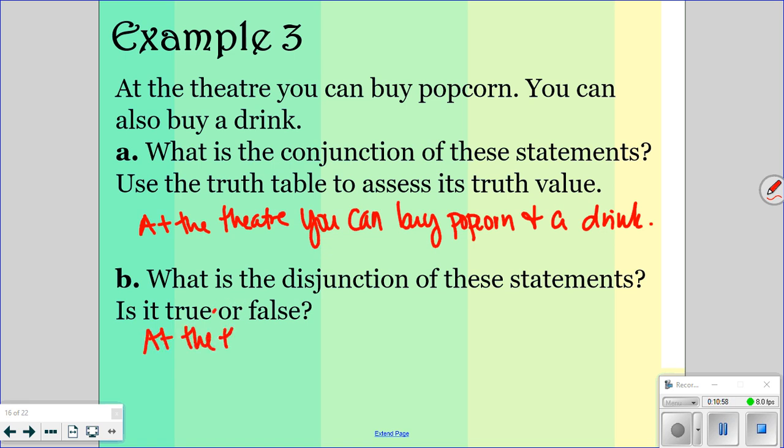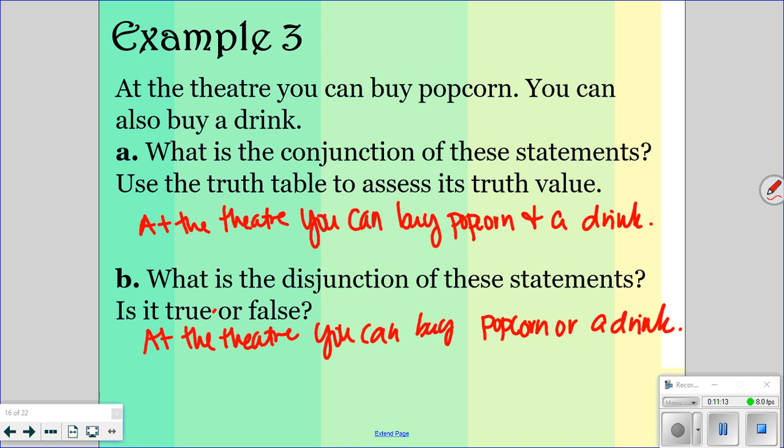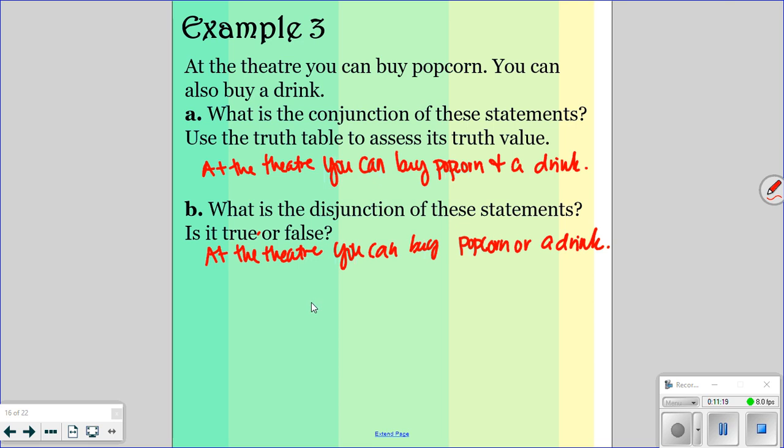At the theater, you can buy popcorn or a drink. Okay, and so now we are going to make our truth table. And so again, you need to have 5 rows, and we're going to need 4 columns on this one.